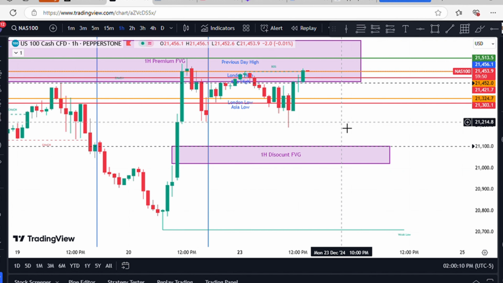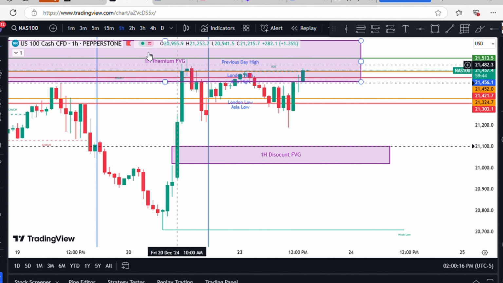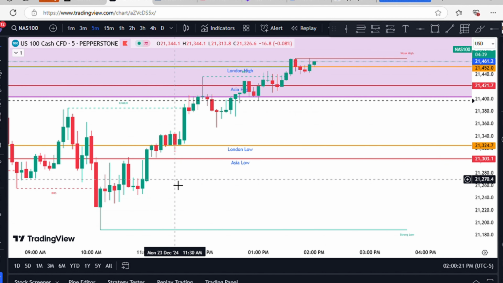Feel me? So here I am on the 1 hour time frame. This is my setup for my next week's analysis video, if you watch that. So here we have the same fair value gap that I was looking at. I wanted it to come back down to premium, but it didn't. It just tapped into the fair value gap there, which is all cool with me.